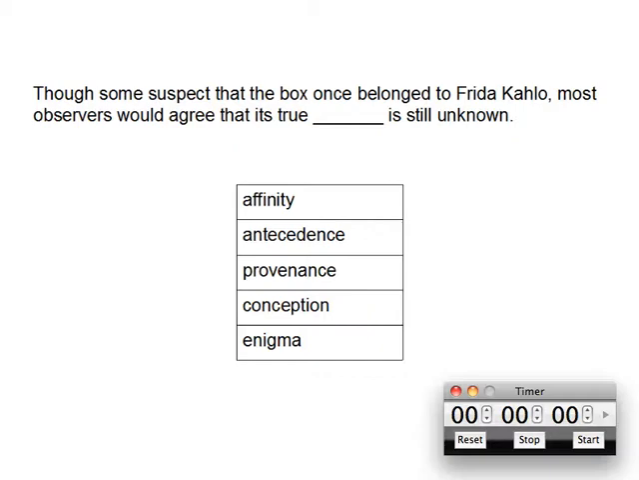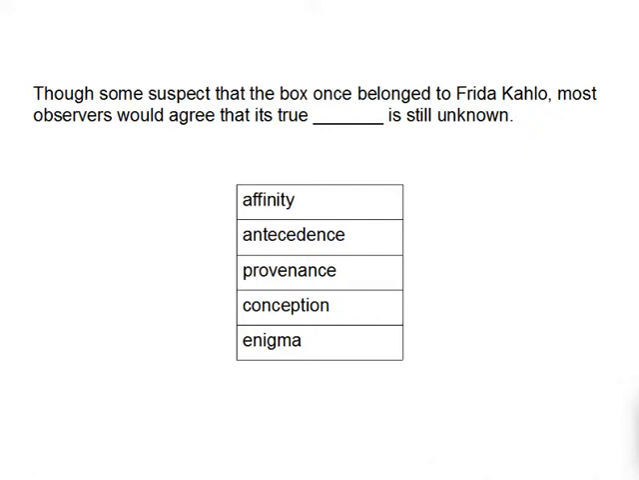In this sentence, we have a pivot actually kind of beginning it, just like we did on the last sentence. The last one began with "although." This one begins with "though." Though some suspect that the box belonged to Frida Kahlo, comma, think of what we could expect to follow this. Though you suspect the box belonged to Frida Kahlo, I, on the other hand, think that it belonged to Diego Rivera. So it's going to be a contradictory opinion, something else.